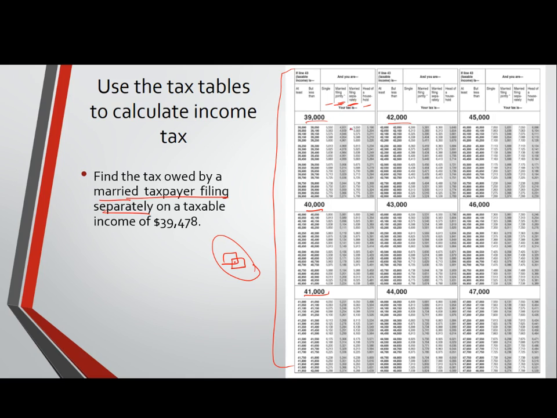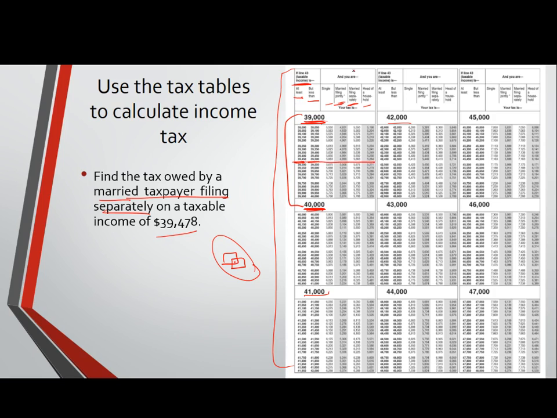So taxable income is $39,478. Okay, so that's between $39,000 and $40,000, right? So I'm going to use these. Now notice here's the taxable income, at least this amount, but less than that amount. So we're looking at a range of numbers here. I'm sorry, this is hard to see, but here's 39,450 to 39,500. So 39,478 is somewhere between those two numbers. So I'm going to use this line.